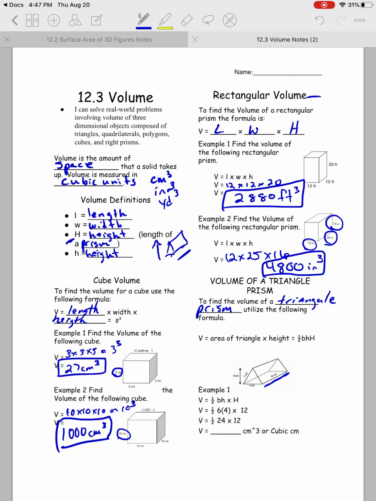So first off, break it down. Look at the triangle. It is 4 and 6. 1/2, 4 times 6 times 12. So 6 times 4 is 24 times 1/2 times 12. Now what is 24 divided by 2? It's 12. And then what is 12 times 12? It's 144 centimeters cubed.